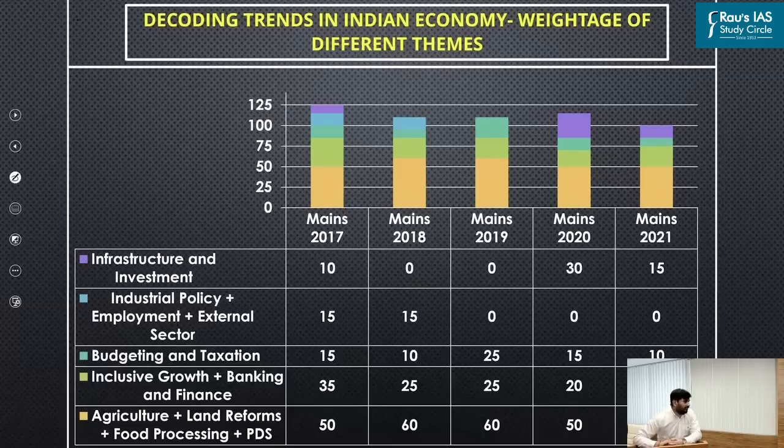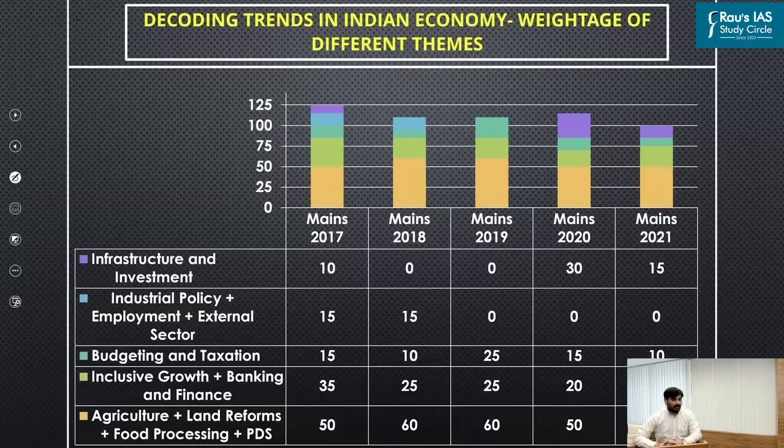As far as the theme of industrial policy, employment, and external sector is concerned, as you can see in the previous 2-year mains examination, that is in mains 2019 and mains 2020, not a single question was asked. And even this time also, no question was asked from this particular theme.